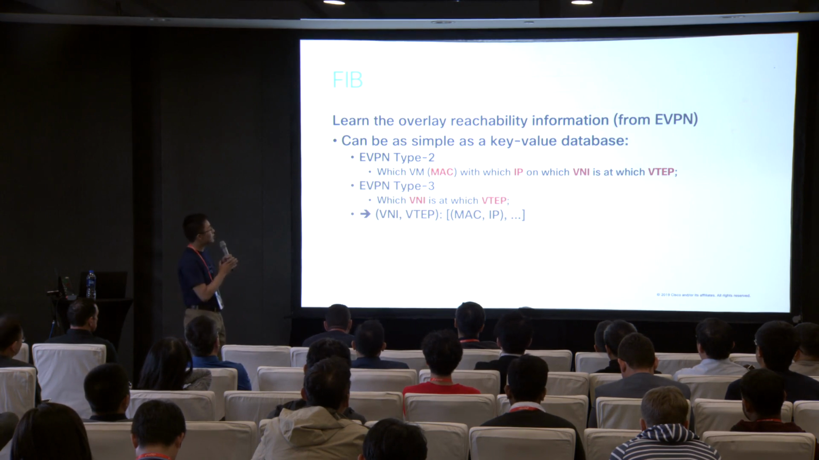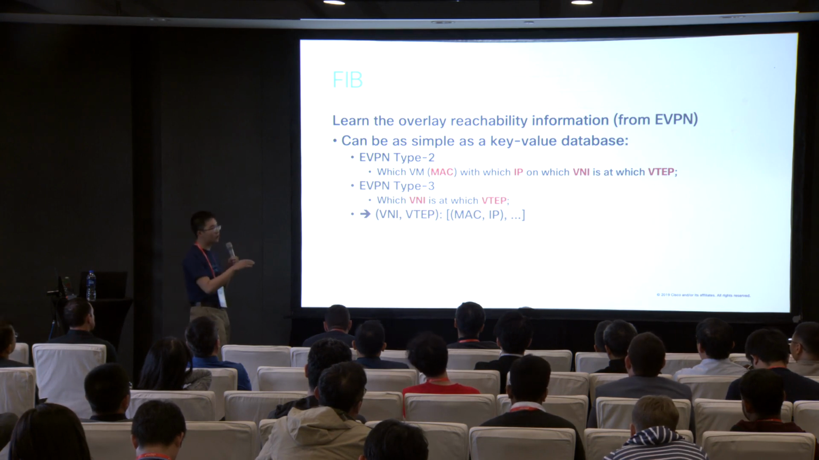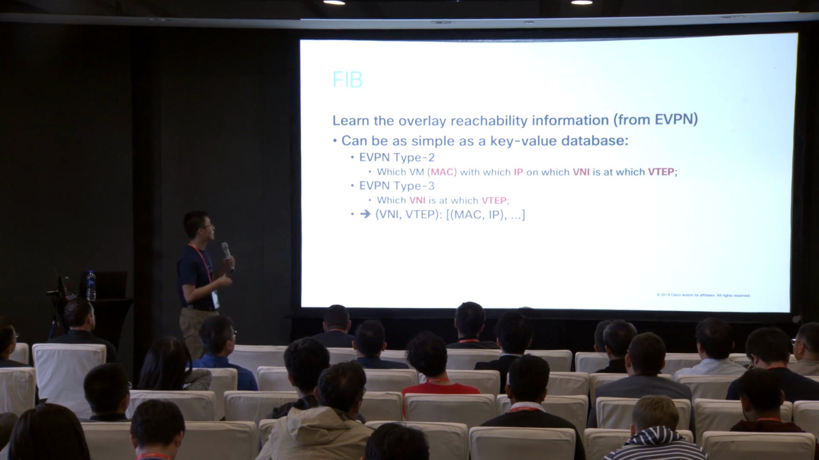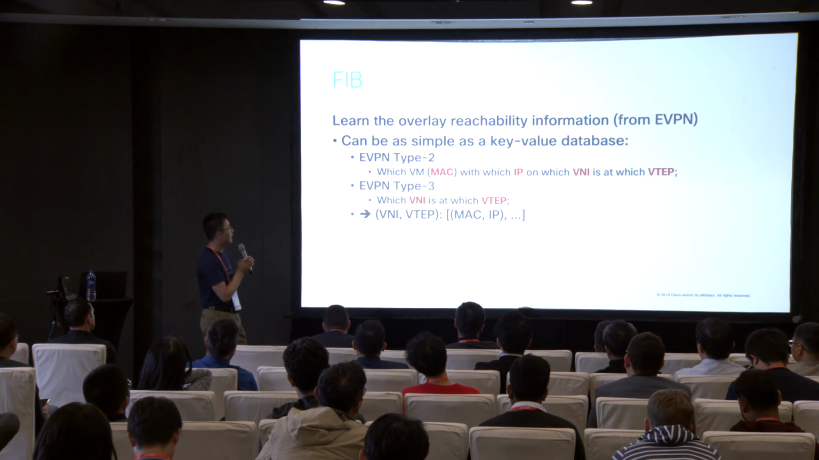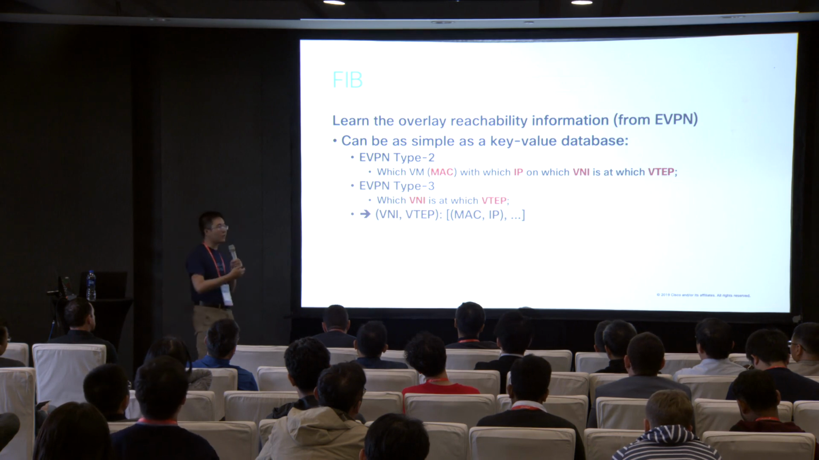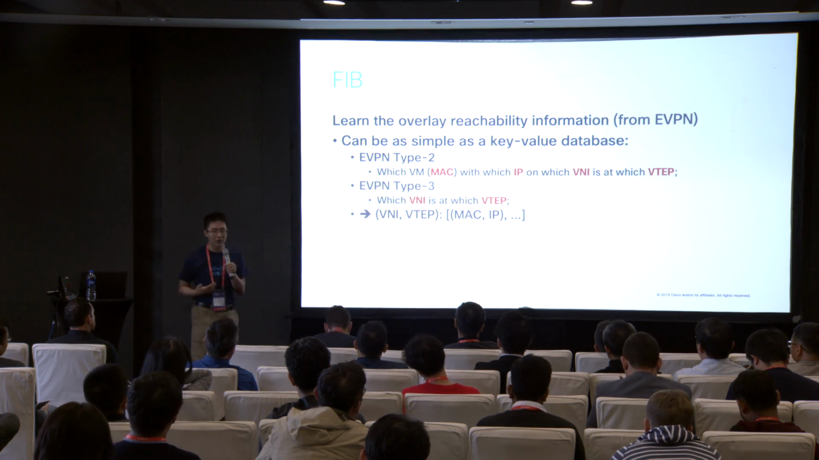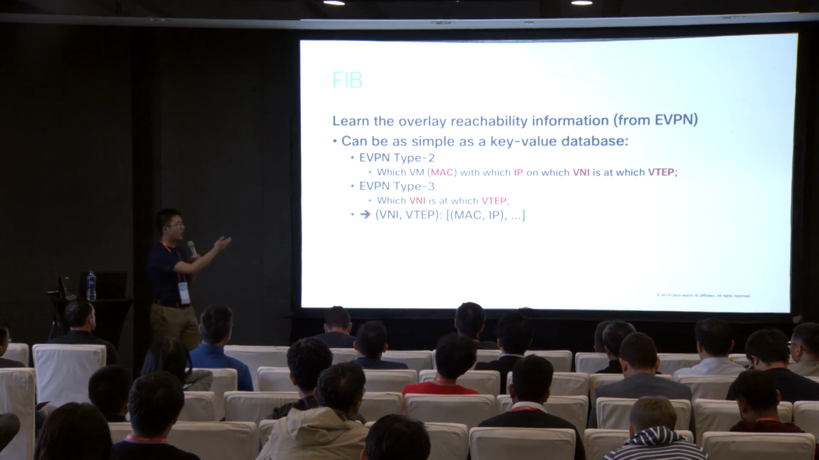If you take a closer look, the type 3 message is kind of a subset of the type 2 messages, as type 2 gives me both tunnel and host, while type 3 only gives me the tunnel. So with a little more abstraction, we can invent something like a key value. The key is going to be the VNI and the VTAP, and the value is going to be a list of MACs and IPs. I'm not saying this is the only way you can design your FIP, but I just show you the idea. This can be as easy as a key value storage system for your FIP. And that's all we need for the overlay now. That's all the information we need here.